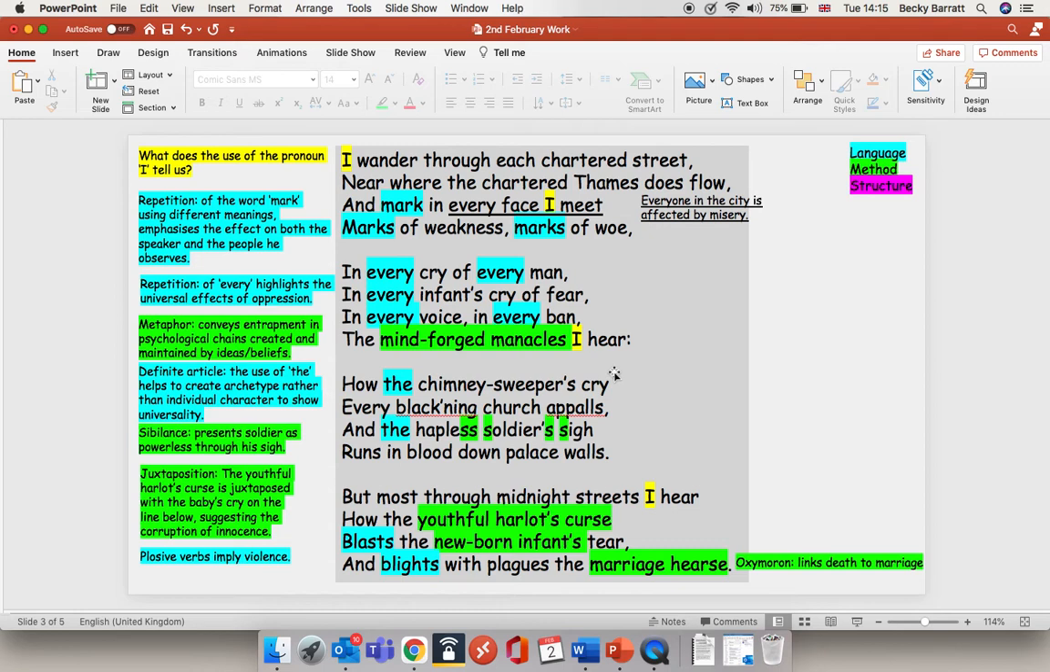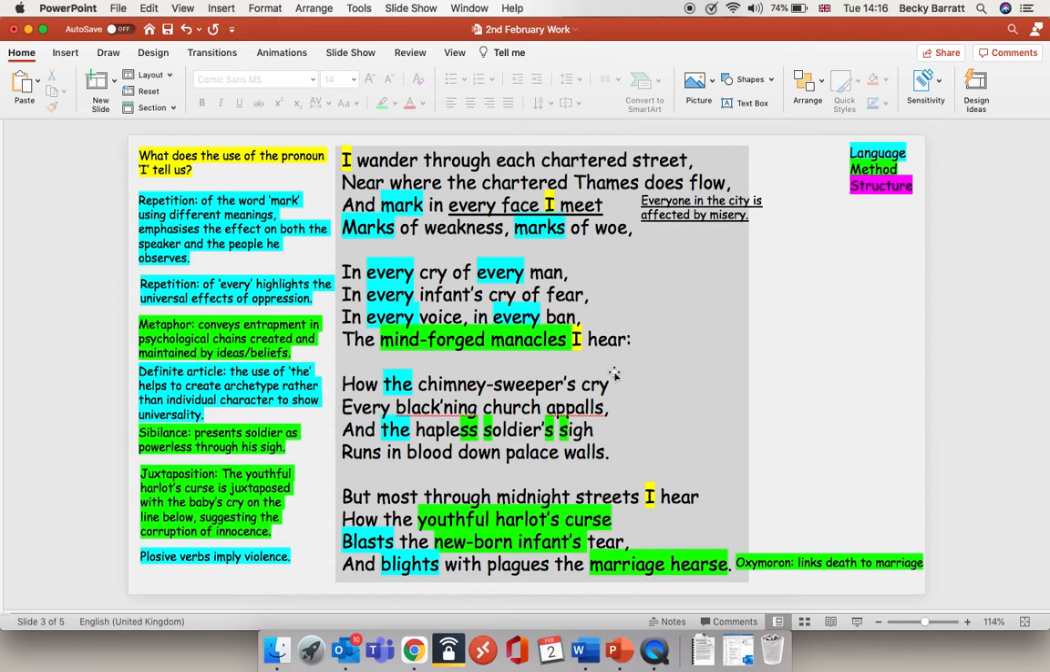So the first mark is to notice something, so the noticing every face that they meet. The second mark is a sign, so signs of weakness. And then the third mark is referring to scars, so marks of woe. So what physically is there that we can see that makes us understand that they are miserable, woeful. And what that does is it emphasises the effect on both the speaker and the people that he is observing.